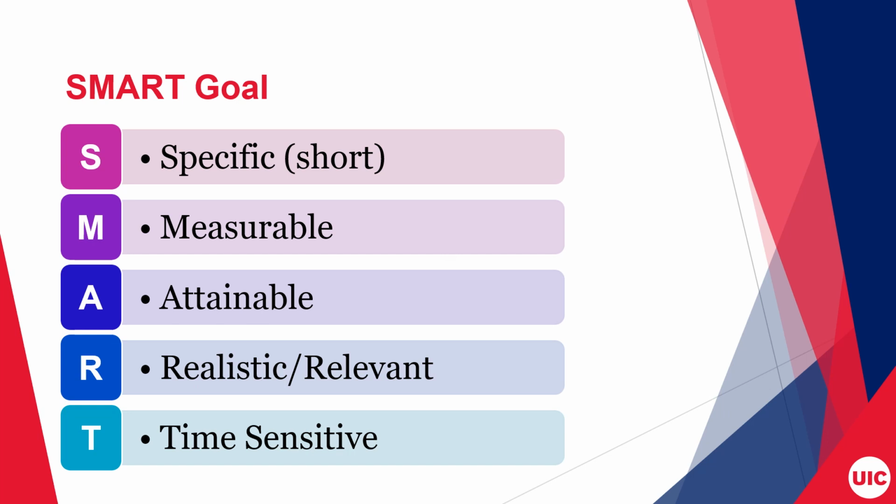SMART is an acronym to help service planners develop member-centered goals in a format that makes it likely for them to be successful. SMART goals are specific or short. They address a single need or challenge. They are measurable. They have a quantifiable outcome. They are attainable. They are goals that the member has the ability to meet.